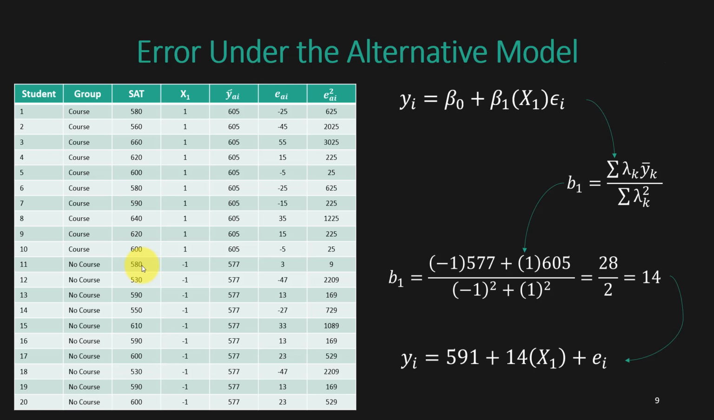So assuming I don't have any other predictors in my model, right? It's just, did you take the course or not? What will give me the smallest sum of squared errors is if I can predict the mean for one group when you're in that group, and the mean for the other group when you're in the other group.